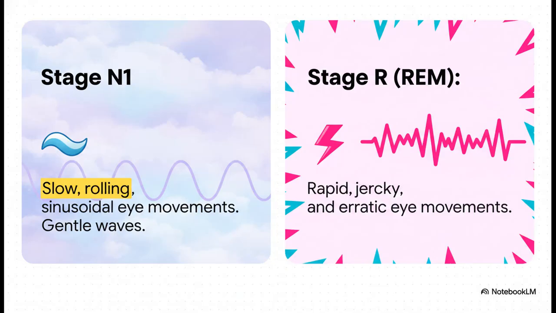Now, this is a really key point, especially for anyone starting out. Both the lightest sleep stage N1 and REM sleep stage R have eye movements, but they're complete opposites. In N1, you get these slow, rolling, gentle waves, but in stage R, they're rapid, jerky, all over the place. Telling these two apart is absolutely critical.